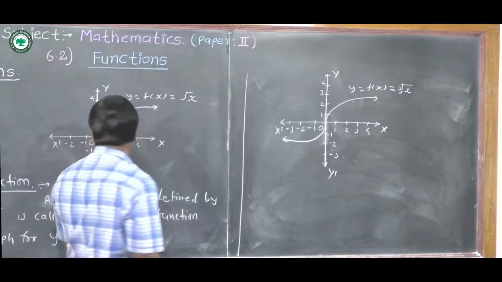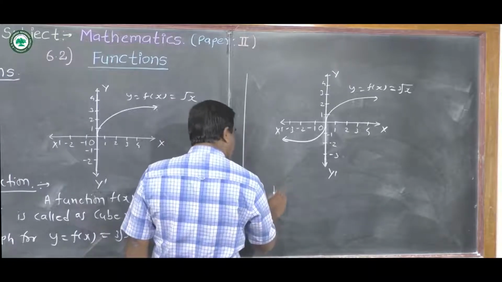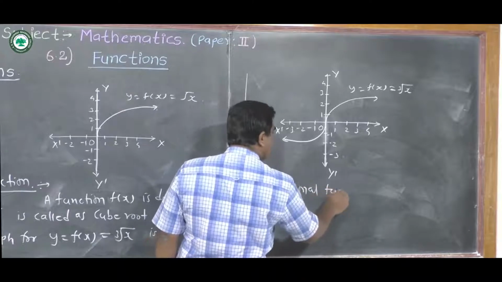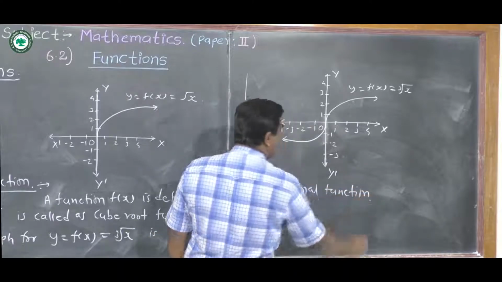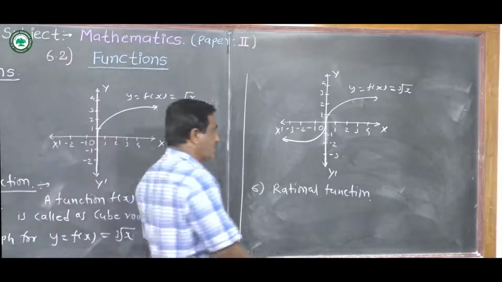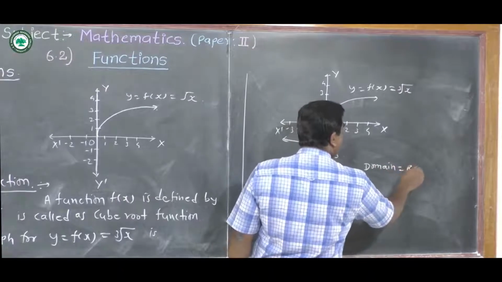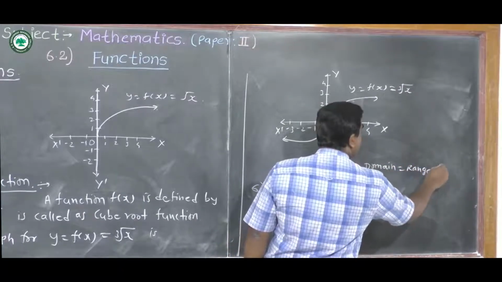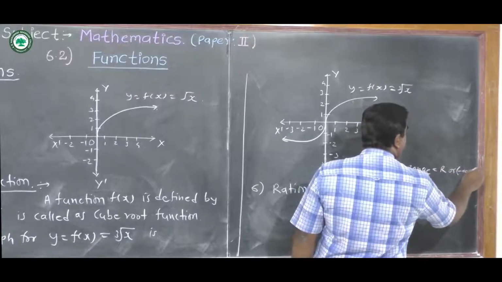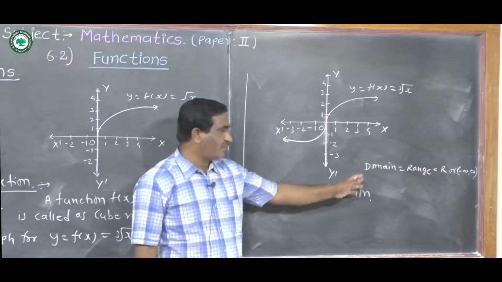Now the next basic function is number 6, rational function. Before that, the range of this cube root function is again the same as the domain. Domain is equal to range is equal to R, or the set of numbers from minus infinity to infinity in open interval.